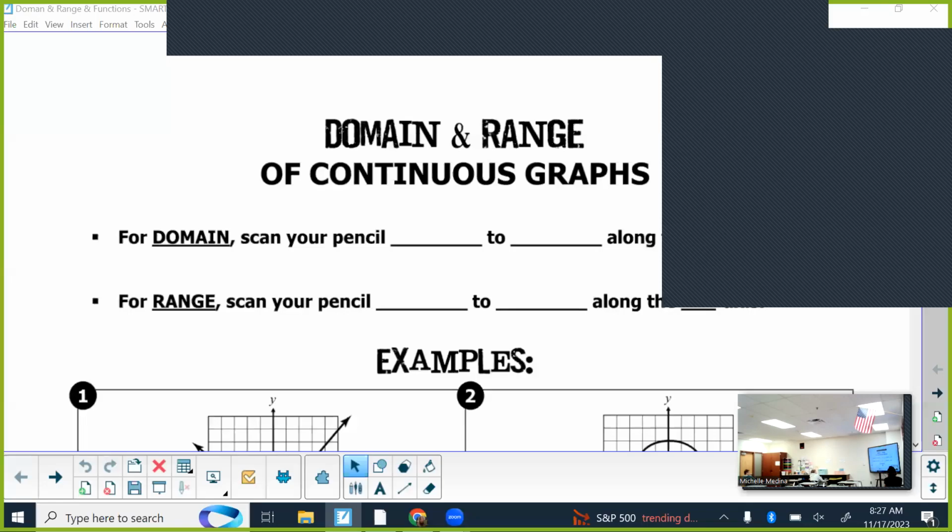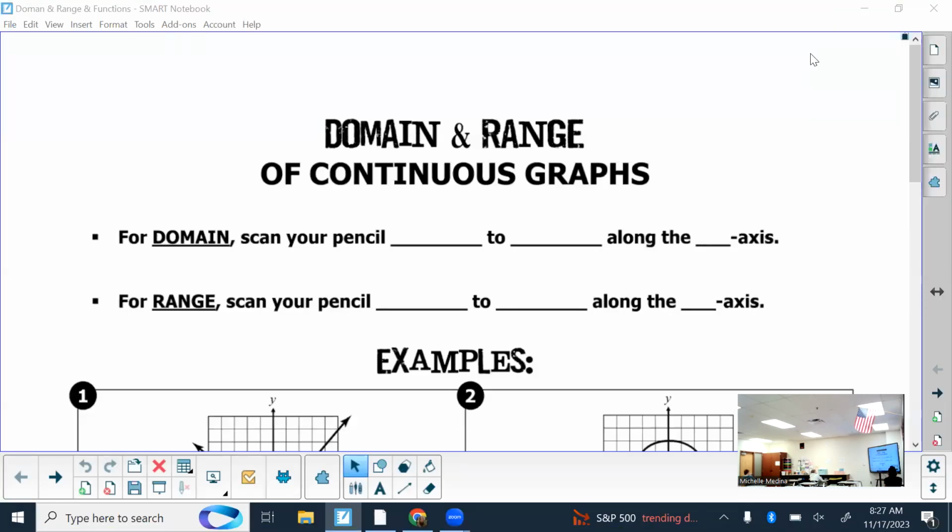We're specifically gonna look at domain and range of continuous graphs. There can be domain and range of discrete graphs, which would be like your scatter plots where there's each individual dot. We're gonna look at graphs that are continuous, like they're not just a bunch of dots.